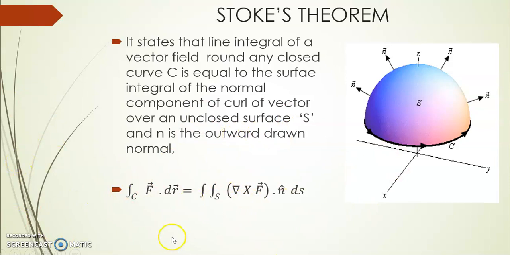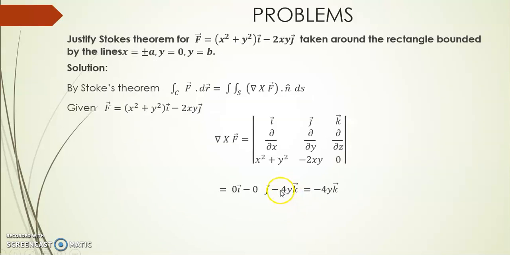Always remember, Stokes theorem connects a double integral to a single integral, which is the line integral. So surface integral is equal to a line integral in Stokes theorem, whereas in Gauss divergence, volume integral is equal to the surface integral. So remember this, we move on. This is the statement of Stokes theorem. So we start with the problem.